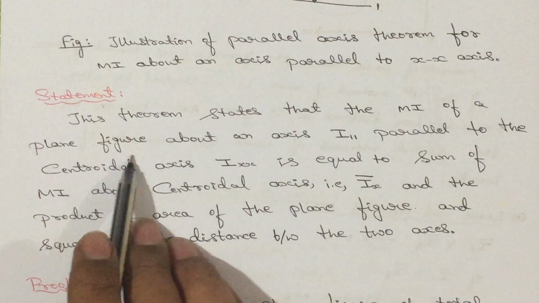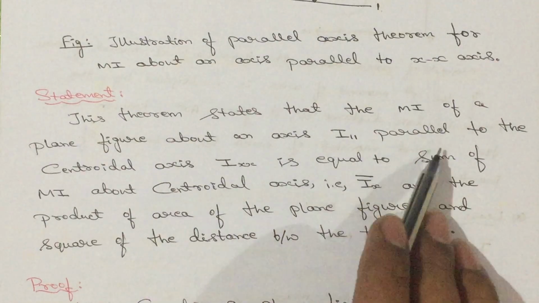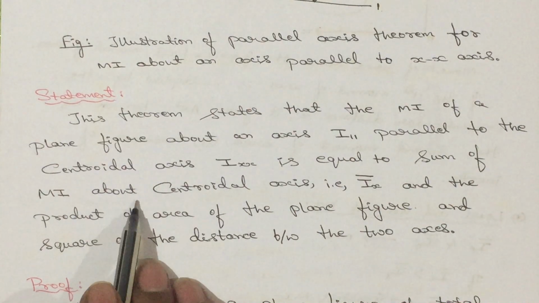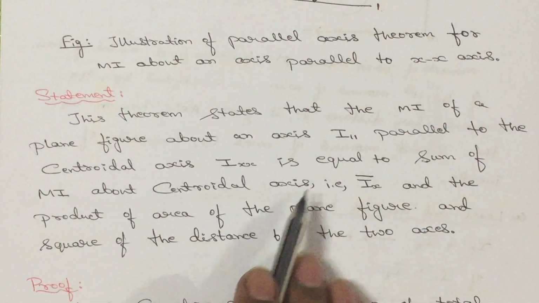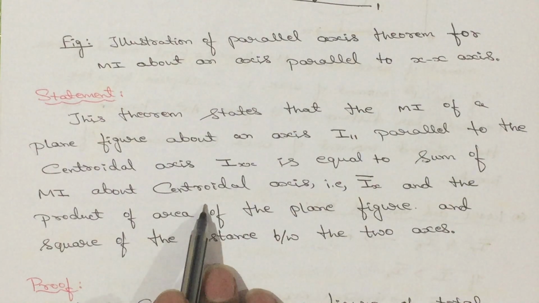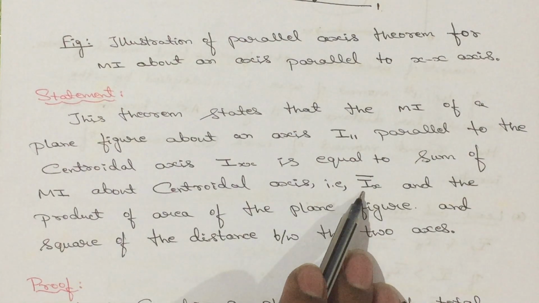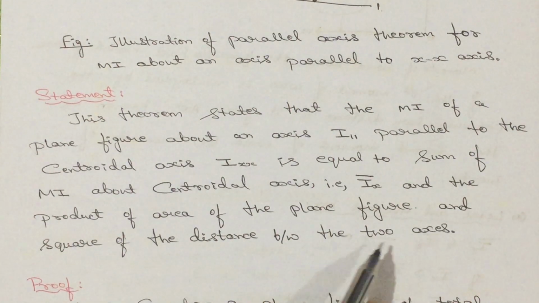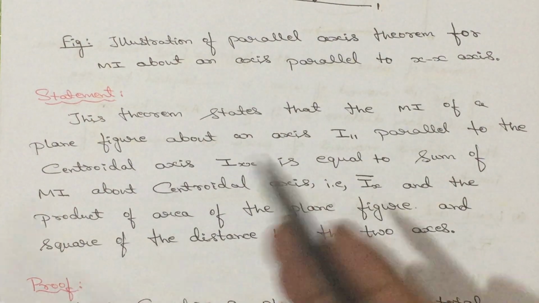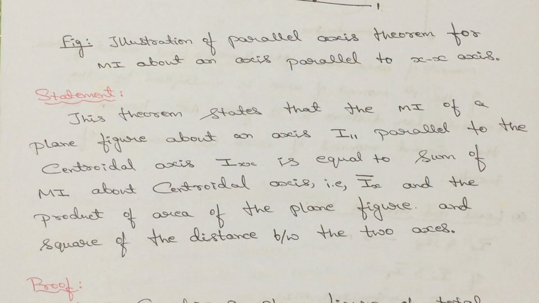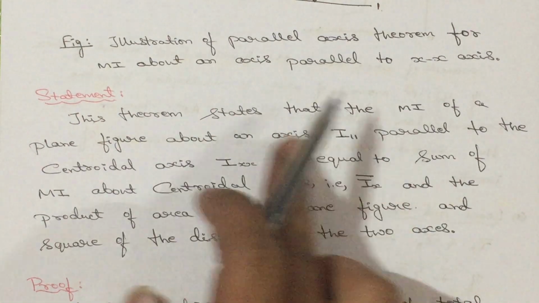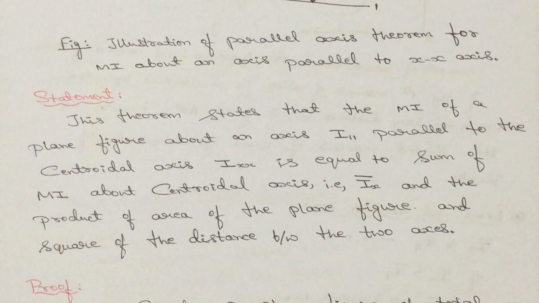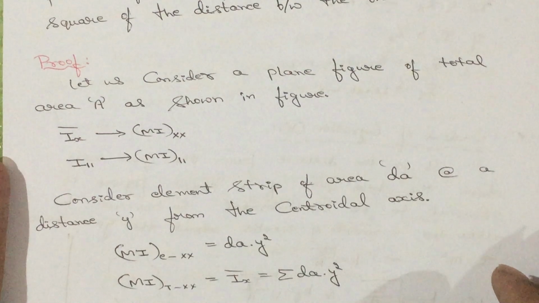It states that the moment of inertia of a plane figure about an axis I11 parallel to the centroidal axis Ixx is equal to the sum of the moment of inertia about the centroidal axis, that is Ix bar, and the product of the area of the plane figure and the square of the distance between the two axes. I will tell you how it is as we go through the proof. This is the statement. This statement explains the formula which we derive from the parallel axis theorem. Then the proof.